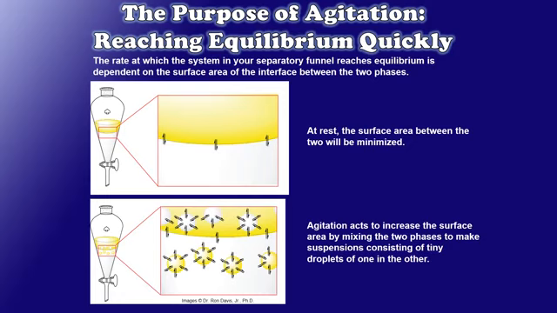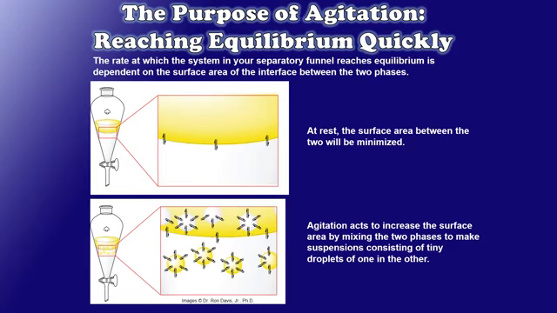Now imagine two different immiscible liquids in a separatory funnel at rest. The only surface area contact is that very thin interface between the two solvents. So in order for a compound to migrate from one to the other, it has to find its way to that interface. And with a bunch of molecules taking random walks through the solution, this can take a very, very long time.